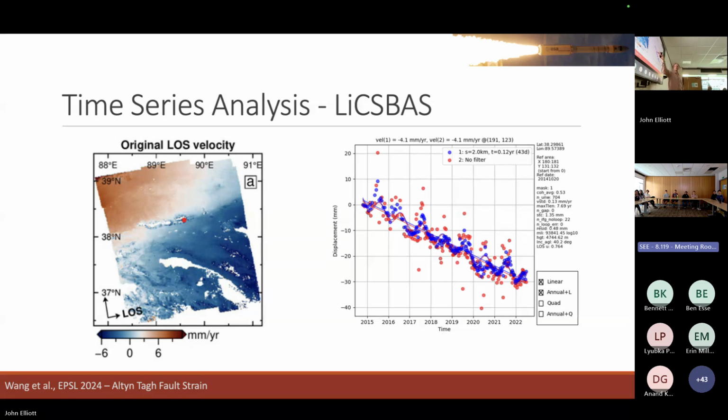And you can see the sort of sinusoidal annual seasonal signals that we're getting there. But we're getting quite a good measure then of a long-term rate. So here, 4 millimeters per year relative to the reference pixel. And then there's some measure of uncertainty that can go with that.